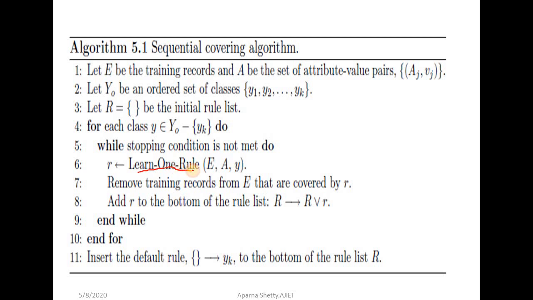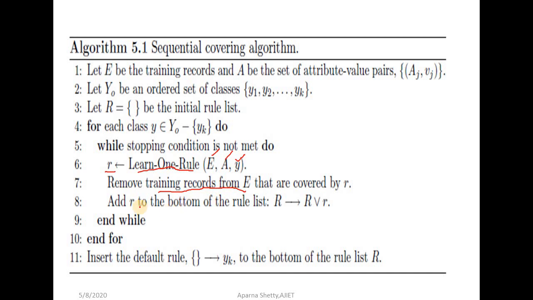So as I told you, the learn one rule function is used to generate the rule using the training records and attribute set for a given class label Y. For each class, until the stopping condition is met, you will generate a rule. Once we generate the rule, we have to remove the records from E that are covered by the rule.